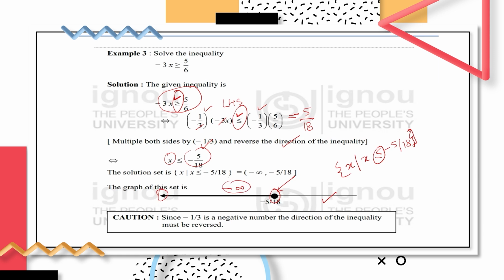toward minus infinity. There is a caution, an observation: because we are multiplying by a negative number, the direction of the inequality must be reversed. This is an important observation, and you are supposed to keep it in mind when solving the numericals.